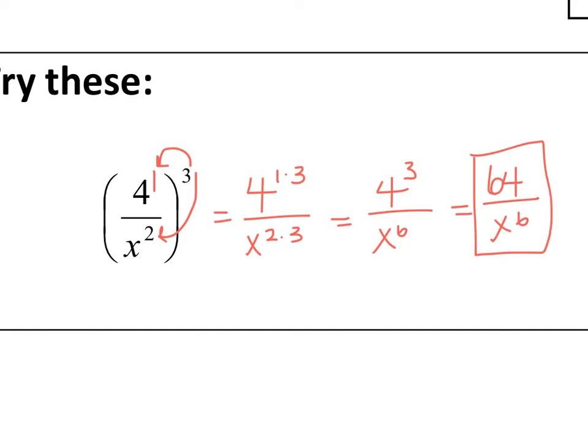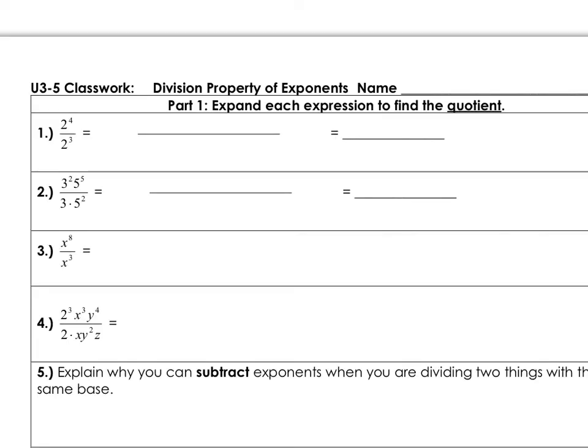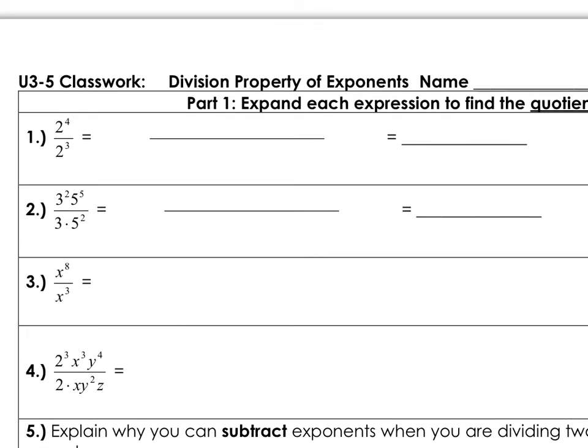Okay, so you should have gotten 2 notes sheets for homework. So let's take a look at this. Okay, it says Unit 3-5, Classwork Division Property of Exponents. So these are your video notes practice. So for number 1, you're going to expand 1, 2, 3, and 4. You're going to expand to find the quotient. And that's what we did on the other set of notes.